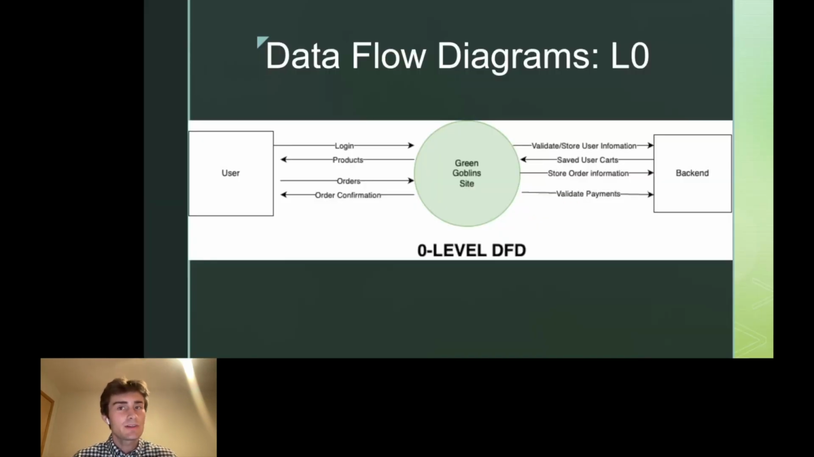Here we see our level 0 data flow diagram. We can see interactions between our users and our site, and then our site and the backend. As shown in the slide before, this is much more complex under the hood, but this is more of a high-level diagram so anyone can understand what is going on behind the scenes.